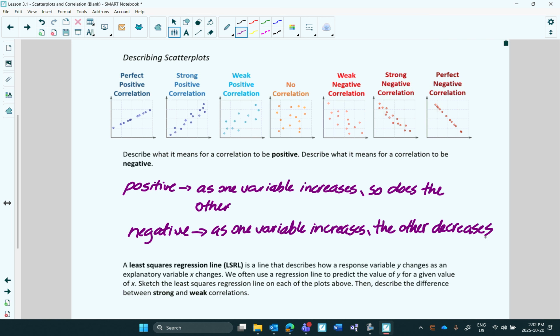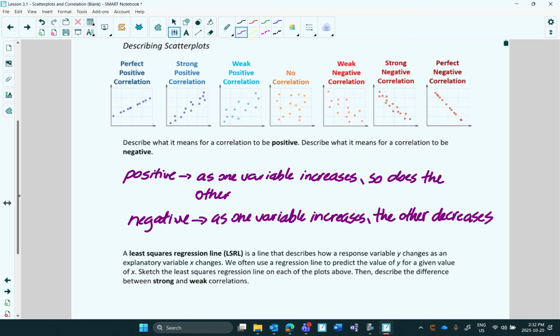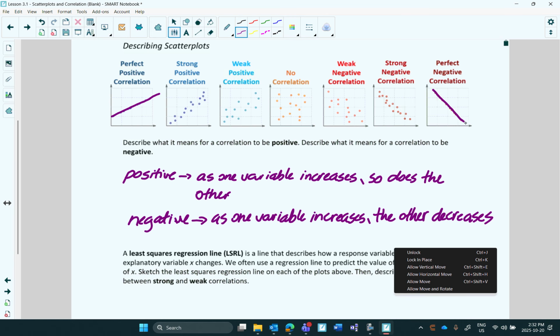So, as mathematicians, we want to quantify this. And one way that we know how to quantify a relationship is using lines. What we do in statistics is we want to fit a line to the relationship that we see by all the points. In the first and last examples, it's pretty easy because they form a perfect line, like so.